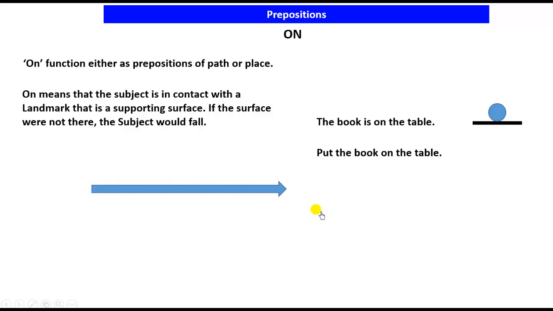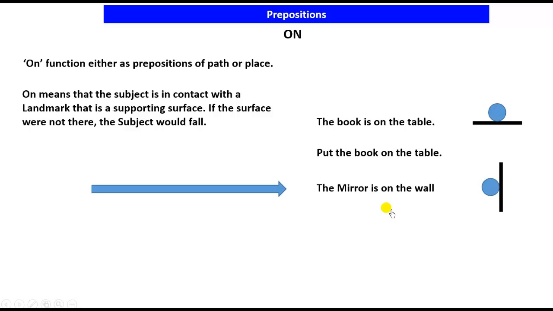See the second case. Here this is the landmark and this is the subject. Landmark and subject both are in contact. If this landmark is not there, the subject will fall down due to gravity. And so here in this case also we can use the preposition "on". See the example. The mirror is on the wall. The mirror is the subject, the wall is the landmark. Mirror and wall both are in contact, and the wall, that is the landmark, is supporting the mirror, and therefore we can use "on" as the preposition.